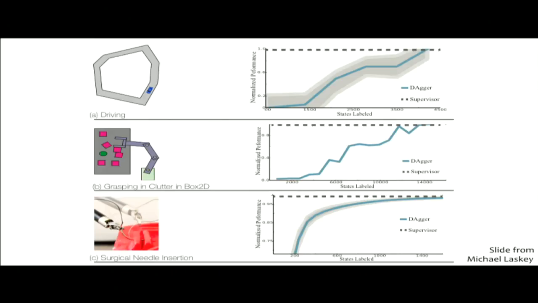And so the results from this method: the blue line shows plain Dagger on 2 simulated tasks as well as a surgical needle insertion. And the orange lines here show SHIV, the method that uses the classifier. The x-axis is showing the states labeled, so basically the amount of labeling effort used by the human, and y is showing performance, where the dotted black line is the level of expert performance. So you can see that the SHIV method is able to reach the performance of the demonstrator much faster, using many fewer labels from the humans.